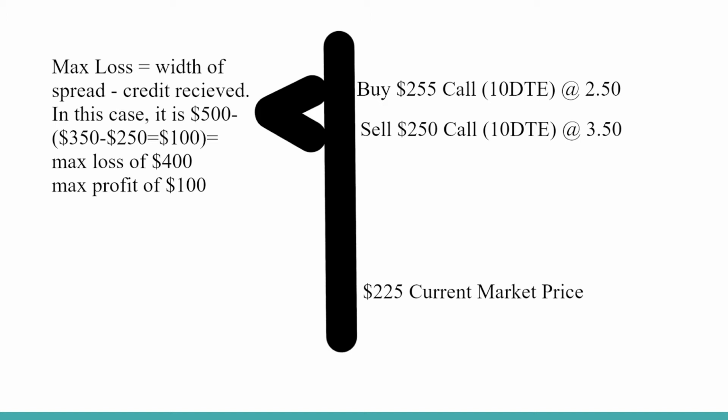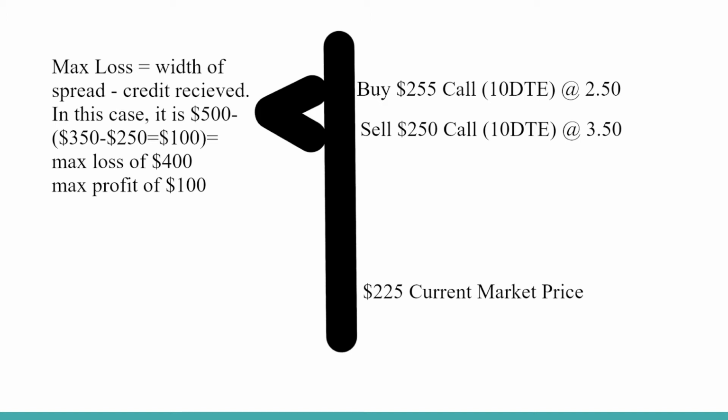But then you're going to use $250 of the proceeds of that to buy the 255 call. They have to have the same expiration. If they don't have the same expiration, it would actually be a different type of option strategy, and it won't work properly. So you're going to take in a credit of $100.